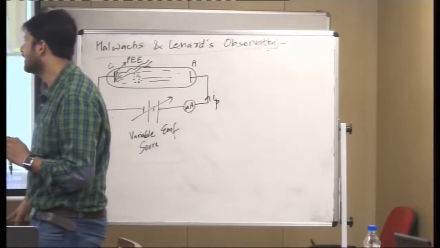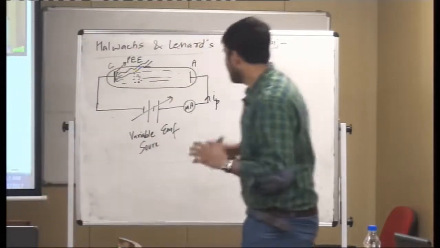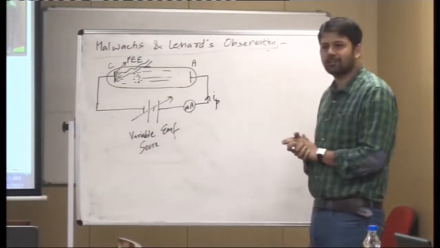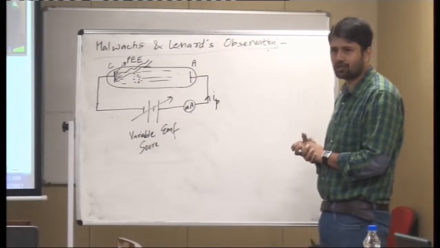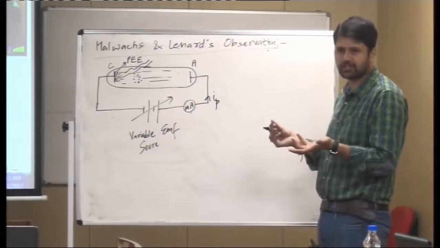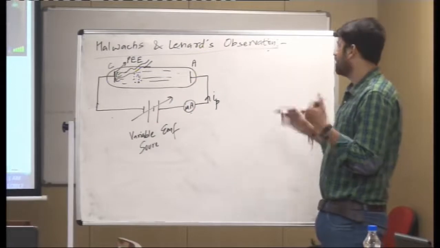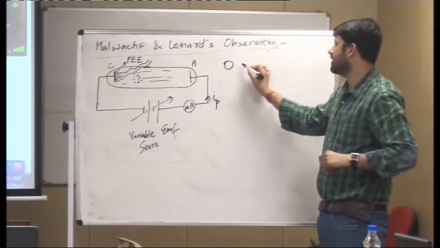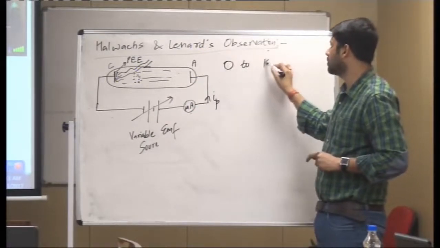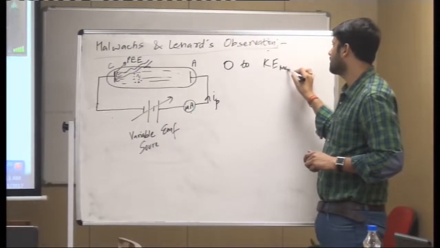On what factors does the kinetic energy of an electron depend? The kinetic energy of the electron depends on only one factor, the energy of the photon. That's it. Work function we assume is fixed, right? So the range of kinetic energy is 0 to KE max.